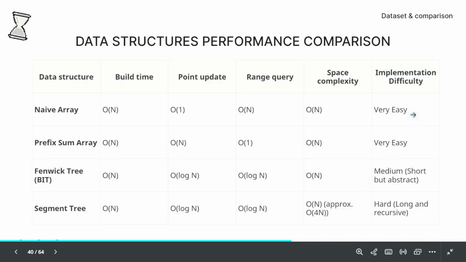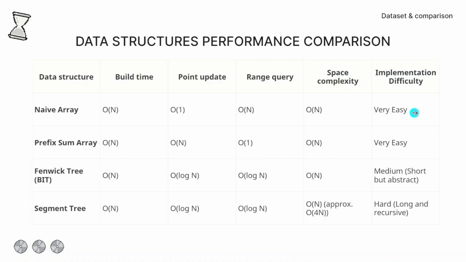When discussing the difficulty of implementing these data structures, one can easily implement the naive array and prefix sum array. Fenwick tree is not too hard to implement, it's just quite abstract, but it's really short. The segment tree is considered hard to implement because it is long and also uses recursion. So based on this table, we can see that Fenwick tree can easily be the best choice for competitive programmers, providing its benefits here.